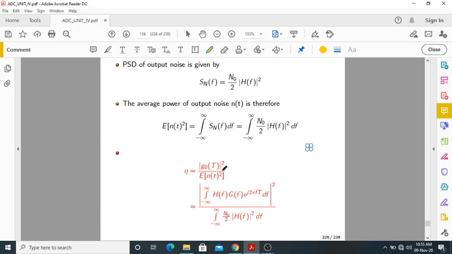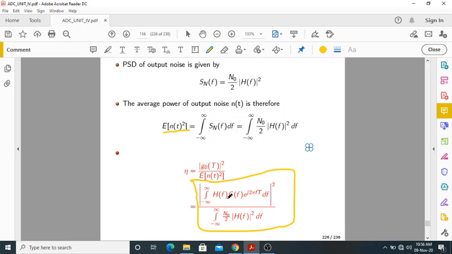So simply, in this expression, I know the numerator and the denominator. That is nothing but expectation of n of t whole square. That represents the power. But what is the power? Nothing but the area under the output PSD. Okay. Now this is what we have finally. This is the output SNR at the receiver. So mod whole square integration minus to plus infinity h of f g of f e power j 2 pi f capital T df by integration minus to plus infinity n0 by 2 mod h of f whole square df. Okay, so we cannot solve this directly.